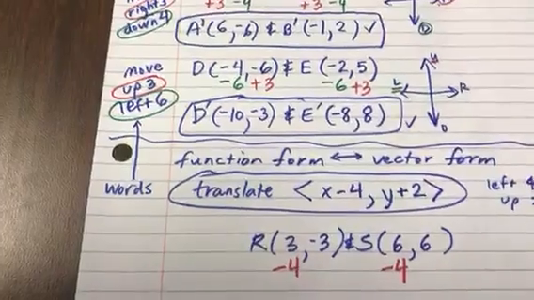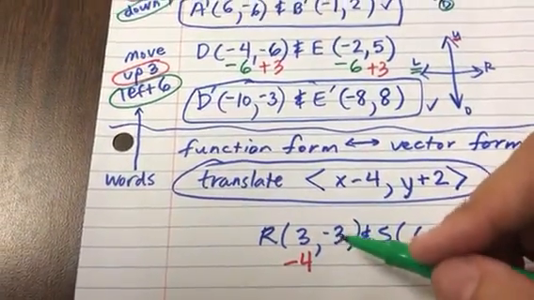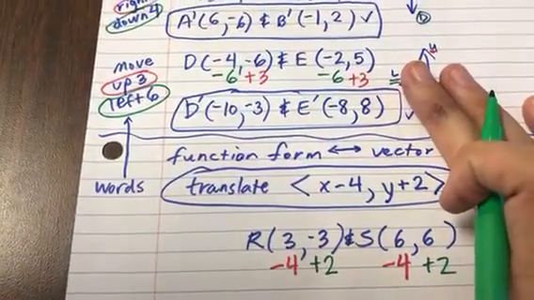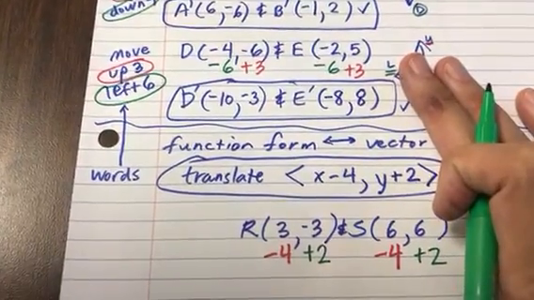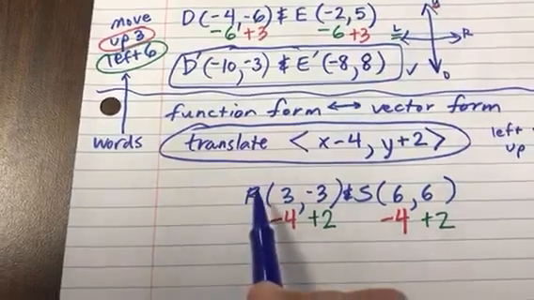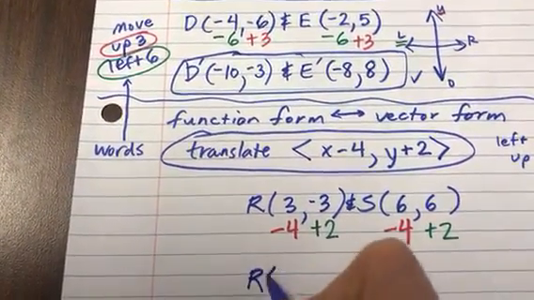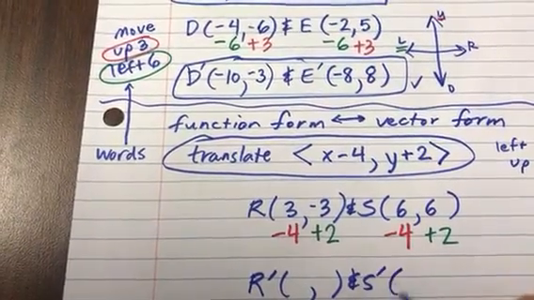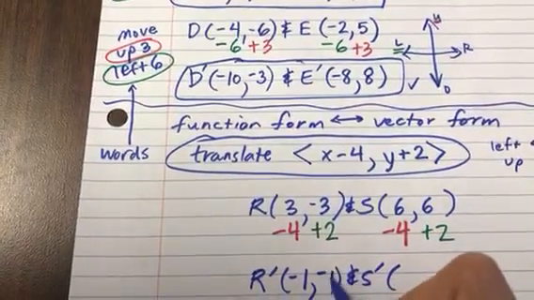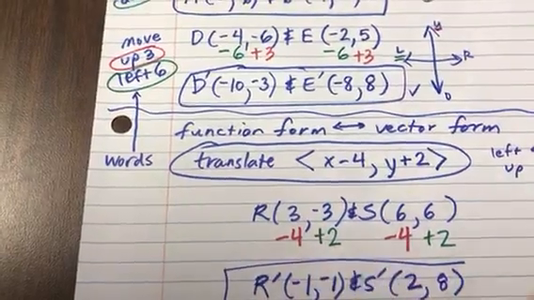With the y values, they said add 2. So that's a y value, so I'm going to add 2. This is a y value, so I'm going to add 2. Vector form, most students think, is a little bit more straightforward. This is my pre-image of my line segment. Now I'm ready for my image. That's going to be R prime and S prime. 3 minus 4, negative 3 plus 2, 6 minus 4, 6 plus 2, and we got an answer.